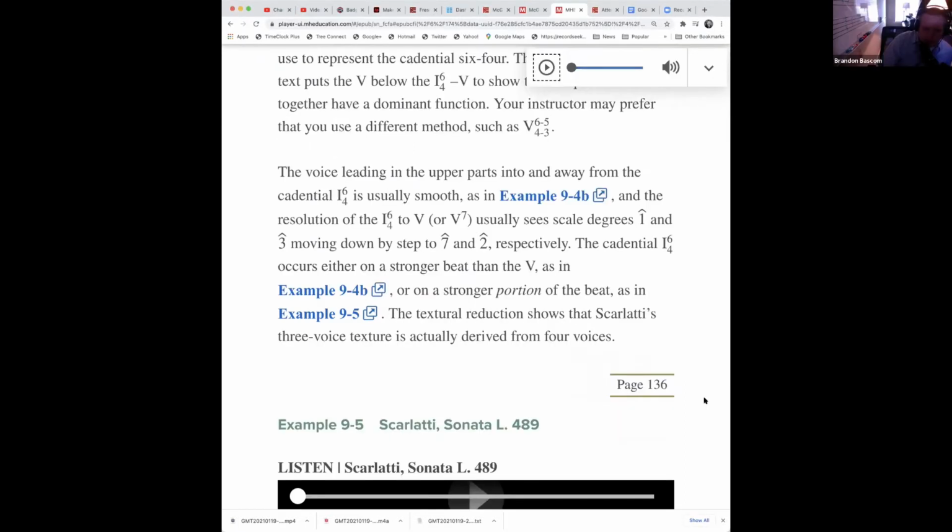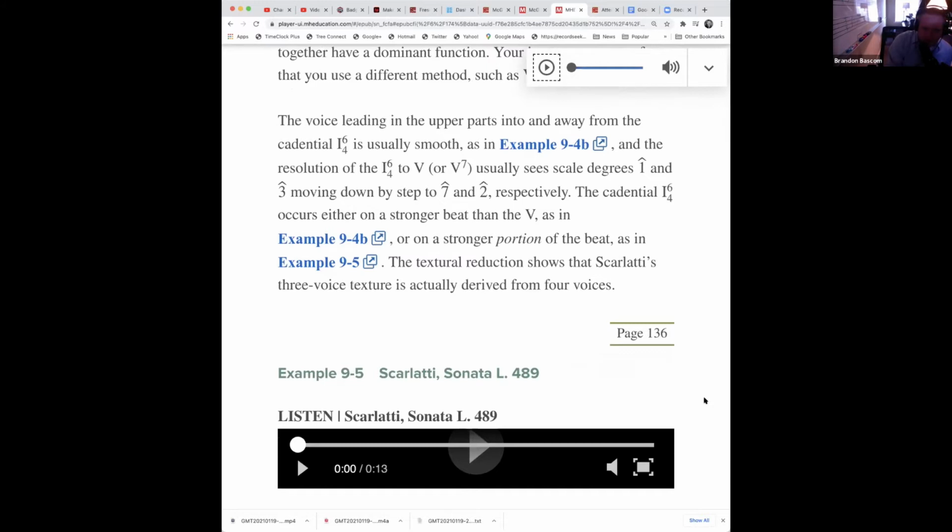All right, we're continuing on here. The voice leading in the upper parts into and away from the cadential 1/6/4 is usually smooth, as in example 9-4b. And the resolution of the 1/6/4 to 5 or 5/7 usually sees scale degrees 1 and 3 moving down by step to 7 and 2 respectively. The cadential 1/6/4 occurs either on a stronger beat than the 5, as in example 9-4b, or on a stronger portion of the beat, as in example 9-5.